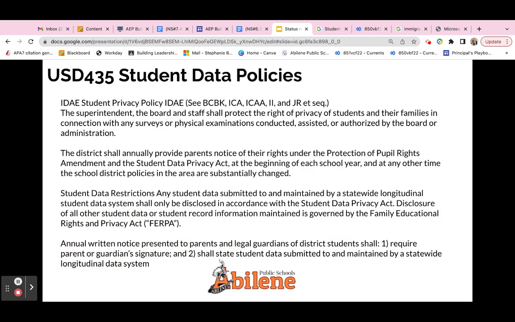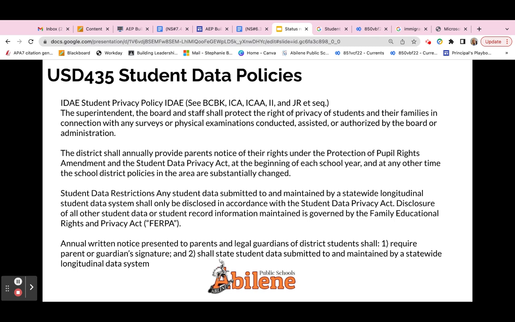So here are our current USD 435 student data policies. IDAE student privacy policy: the superintendent, the board, and staff shall protect the right of privacy of students and their families in connection with any surveys or physical examinations conducted, assisted, or authorized by the board or administration. The district shall annually provide parents notice of their rights under the Protection of Pupil Rights Amendment and the Student Data Privacy Act at the beginning of each school year and at any other time the school district policies in the area are substantially changed.